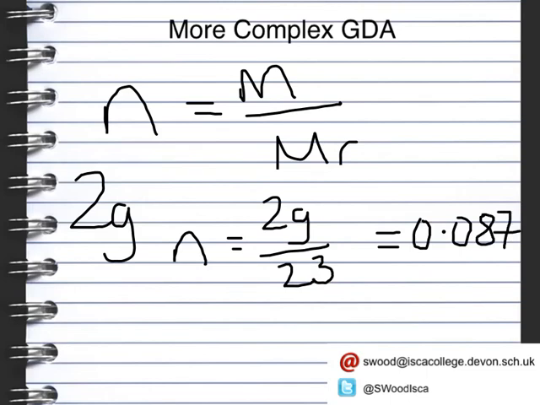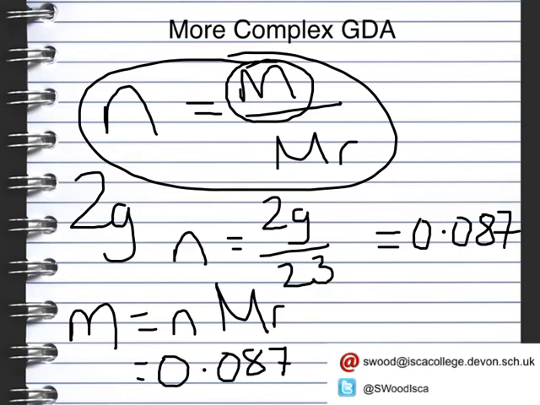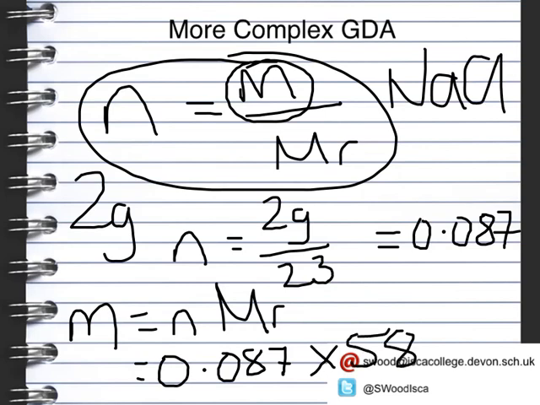and our number of moles is equal to 0.087. Okay, now what we then need to do is to work out the mass of the salt. So we rearrange this equation here because we want this as our answer. So we have M is equal to N times Mr. So N is 0.087 multiplied by, now this is our Mr for sodium chloride, so that's NaCl, which is 58.5, so that's 35.5 plus 23, and that will equal 5.09 grams.